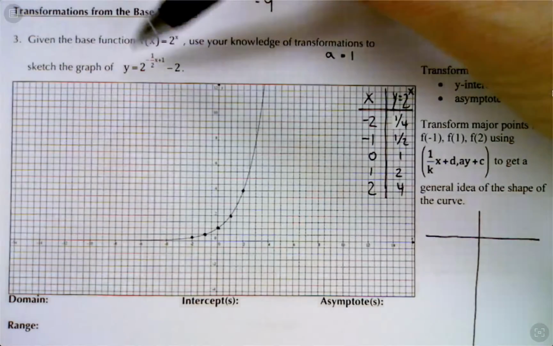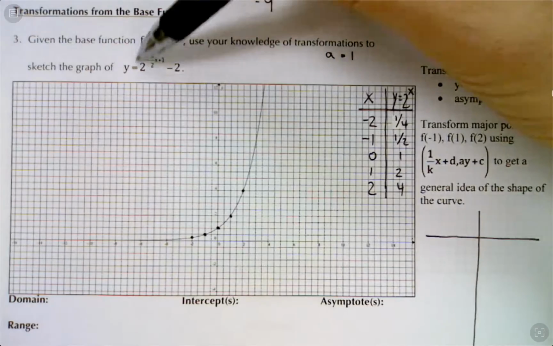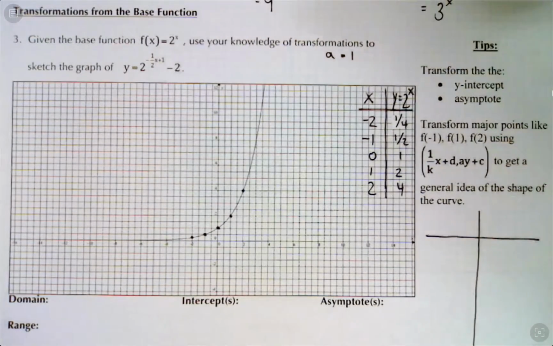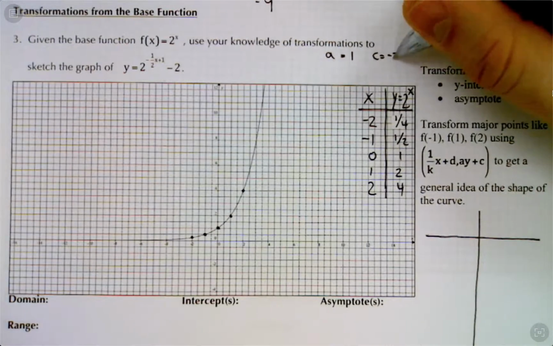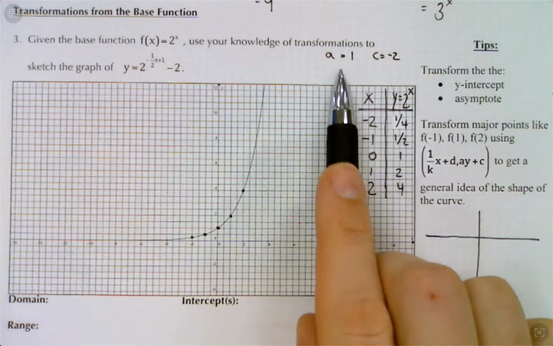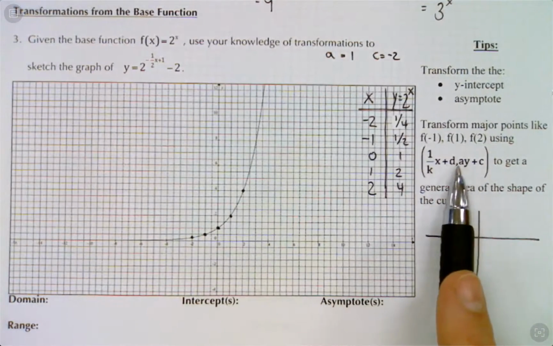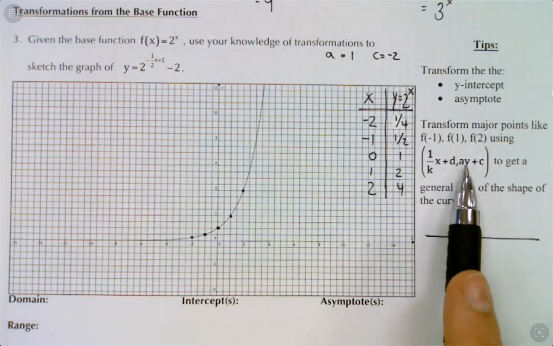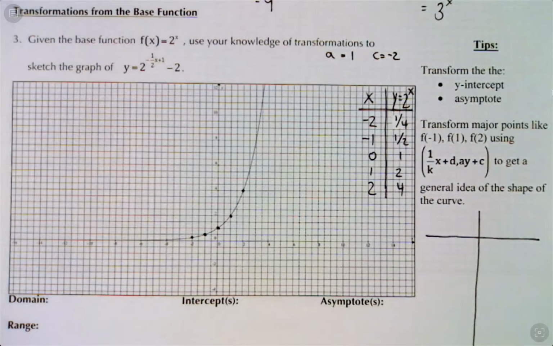C is any number adding or subtracting to the power. Well, here's our power. The number adding or subtracting is -2. So C is -2. We can take our A and C and write our mapping notation for y's now. 1 times y minus 2 would be our mapping notation. So I'm just going to write y minus 2.